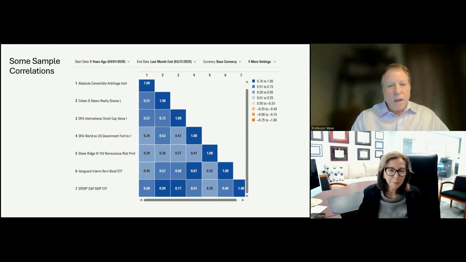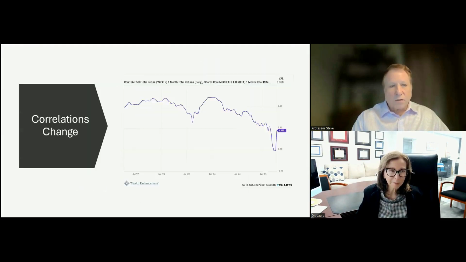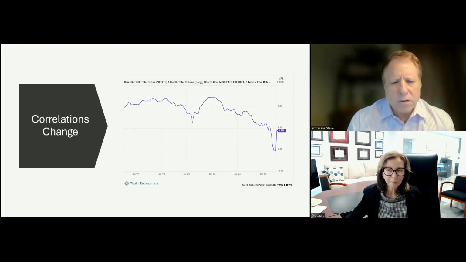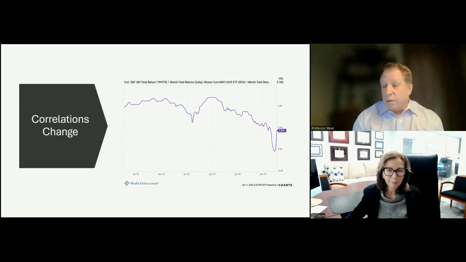So one of the problems of correlation we showed you in a prior kind of silly chart is that correlations are not necessarily stable, and they do change through time. You can say something's really correlated based on the last 5 years, but over the last 3 years, it's not correlated. And this is a great example. It shows you the correlation between the S&P 500 and the Morgan Stanley Europe, Asia, and the Far East Index, which is our international investments.